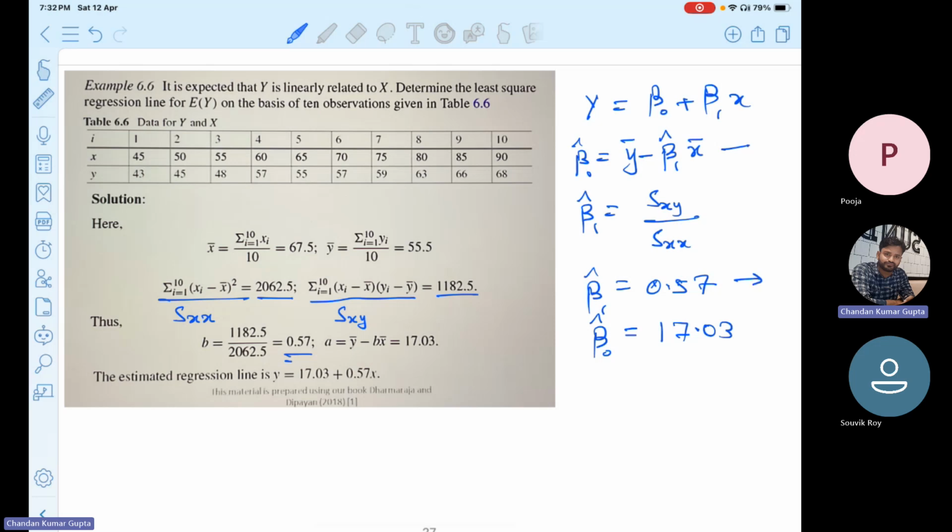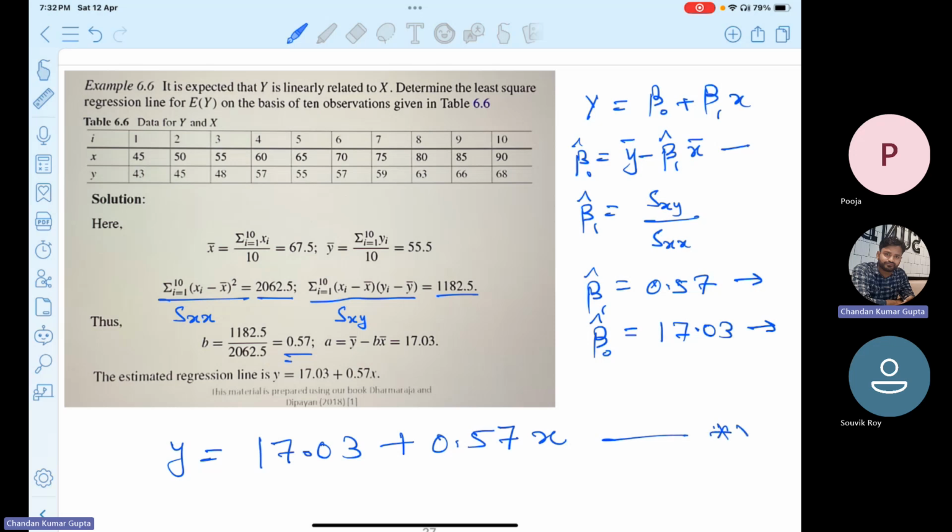So we have the estimated value of the regression coefficients. With the help of these regression coefficients we find y is nothing but 17.03 plus 0.57 times x. So this is our least square regression line. Now we can put in the value of x, and on the basis of those values of x we have the estimated value of y.